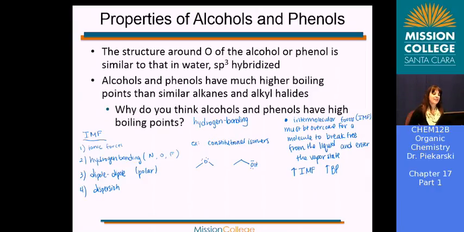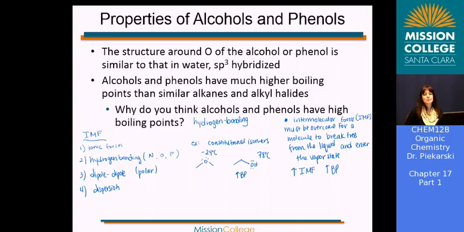Hopefully you said ethanol. This would have the higher boiling point. The boiling point of ethanol is about 78 degrees Celsius. The boiling point for dimethyl ether is about negative 24 degrees Celsius. So it's extremely volatile, right? There's a huge difference there, and it all comes down to intermolecular forces.